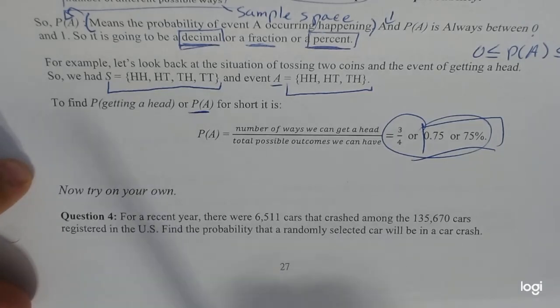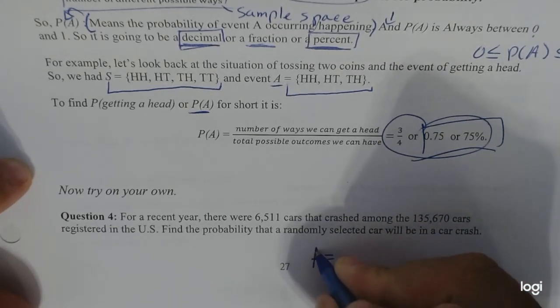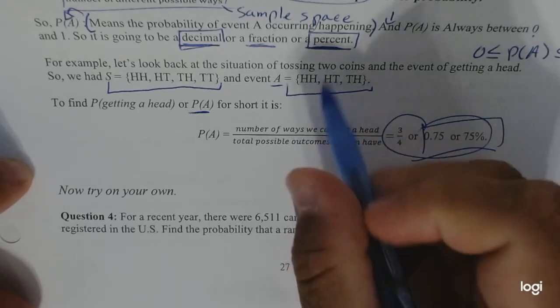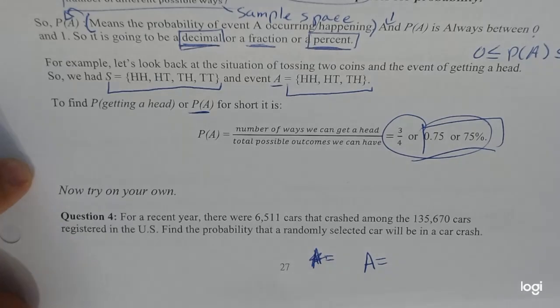So why don't we try one so you can see how this worked out. Question 4 says, for a recent year, there were 6,511 cars that crashed among the 135,670 cars registered in the United States. Find the probability that a randomly selected car will be in a car crash. Now this is a good question: how do we define our events? How do we define that event here without actually being told? Event A is always the question being asked of you. So that's always your event.